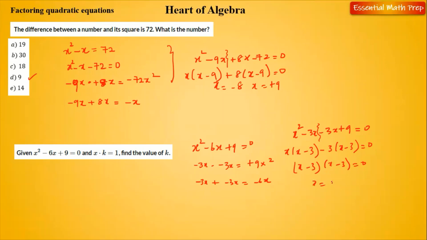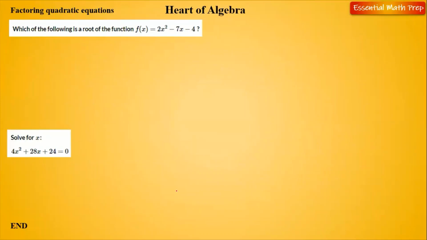So x equals plus 3. Now we know x equals 3. Then if you put it in the expression x times k equals 1, 3 times k equals 1, k equals 1 over 3. Isn't that easy? It's very easy. All right.